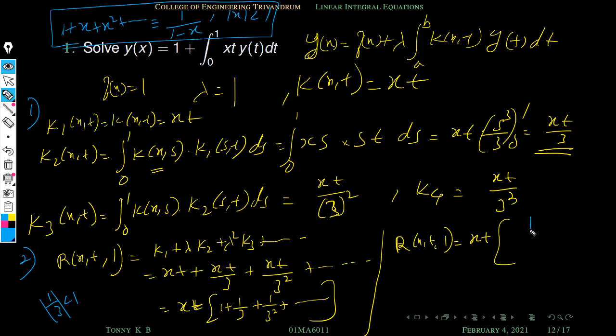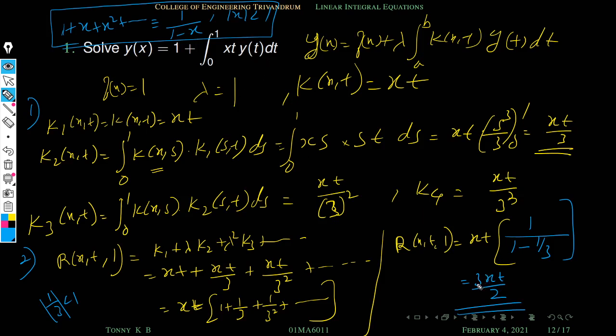The closed form is 1 by 1 minus x, so it is 1 by 1 minus 1 by 3. Clear? By taking LCM, this becomes 3 minus 1 over 3, that is 2 by 3, that is 3 by 2. So 3xt by 2. You got it? So R(x,t;1) is equal to 3xt by 2. Clear? So this is the resolvent kernel corresponding to this k(x,t).